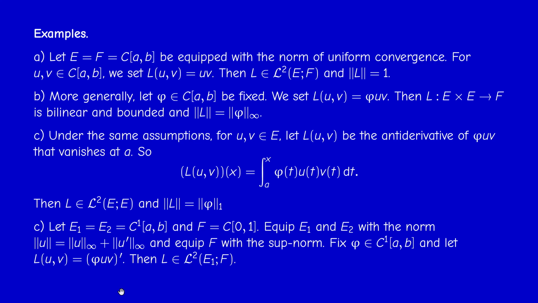Okay, so these are fundamental examples of bilinear bounded maps. Of course, if you take, for example, L of u, v to be the integral from a to b, then this would just be a number. Then you get a bilinear map that takes values in R. So the same examples of the previous video can be adapted here.